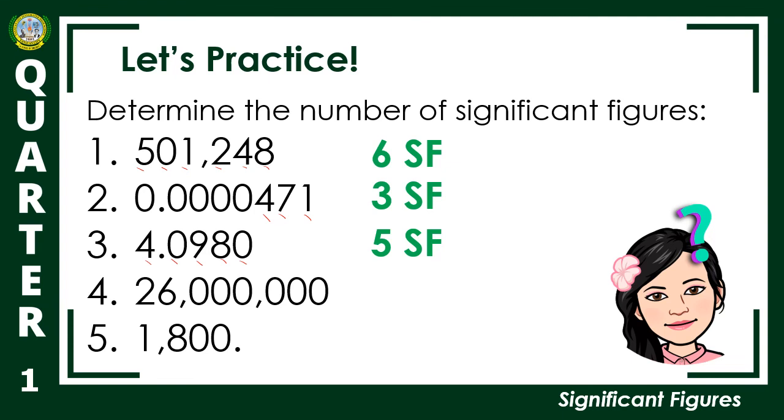Number 4, we have 26 million. So, as you can see, we have 6 trailing zeros here. Okay? So, since trailing zeros ang pinag-uusapan po natin, titingnan nyo kung may decimal point. So, wala po siyang decimal point dito sa dulo, meaning these trailing zeros are not significant. So, ang atin lang bibilangin ay yung 2 at yung 6, which means we have 2 significant figures. Last example, number 5, we have 1,800. Since we have a decimal point here, meaning the trailing zeros here are significant. Okay, we are going to count them. So, let's count the non-zero. We have 1, 8, and then the 2 trailing zeros, we have 4 significant figures.